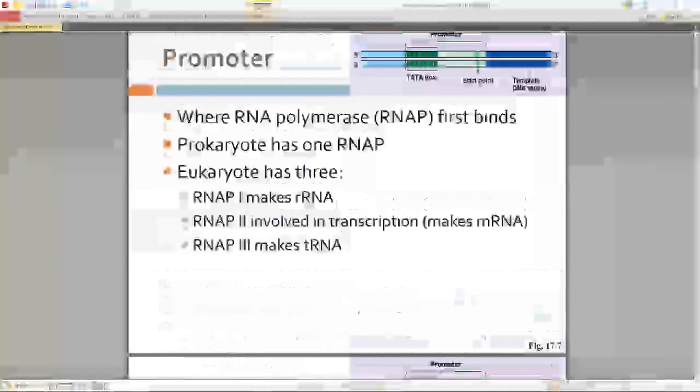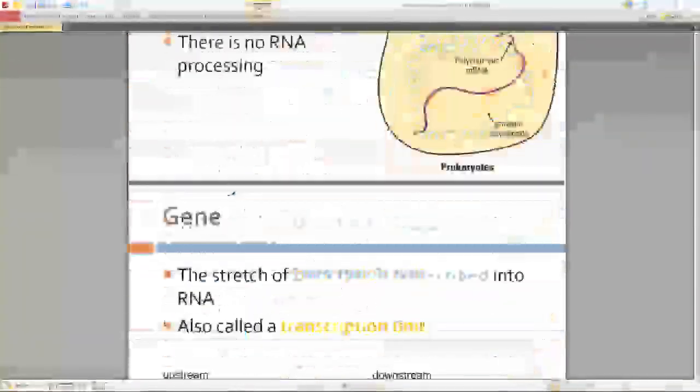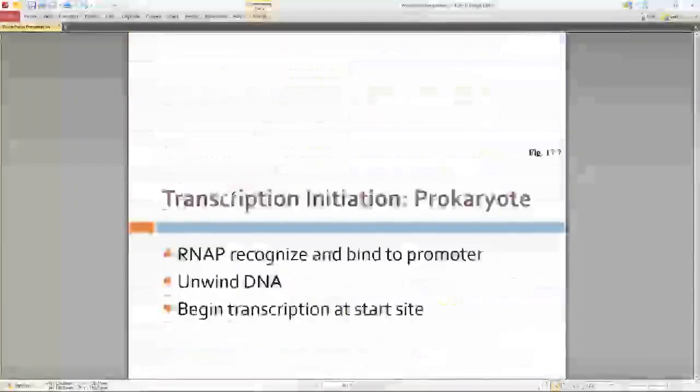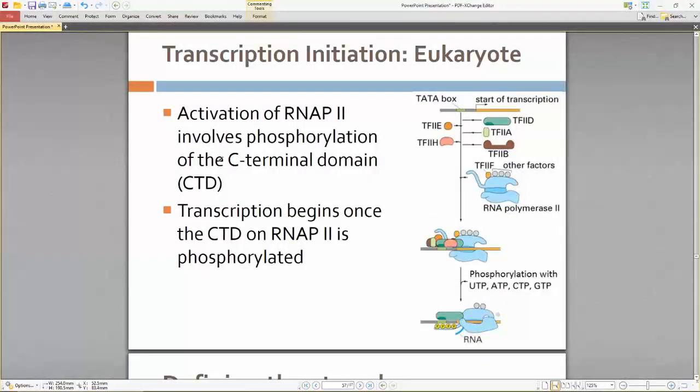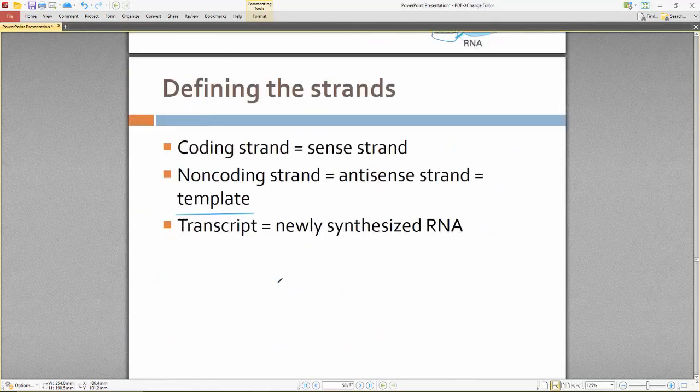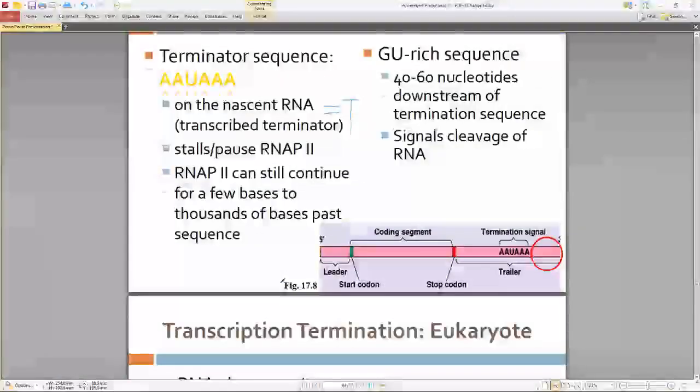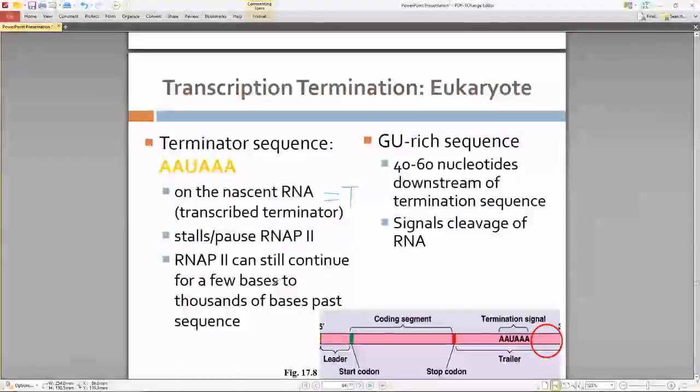CTD, let's go all the way back up here. When we started transcription, here. The C terminal domain, it's like this little tail thingy on RNAP2. You see here? This, not ignoring the phosphates, this little region here, this is what the CTD is. Nascent means, yeah, newly created. So AAUAAA means this is on your RNA.